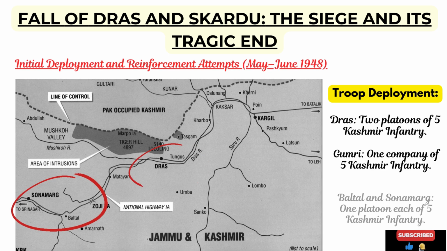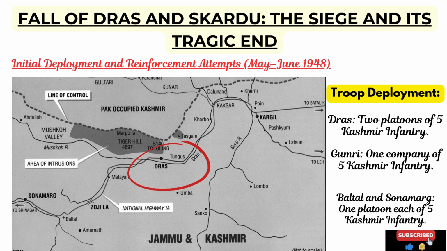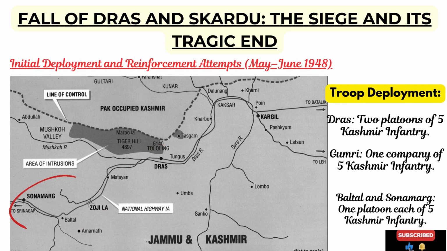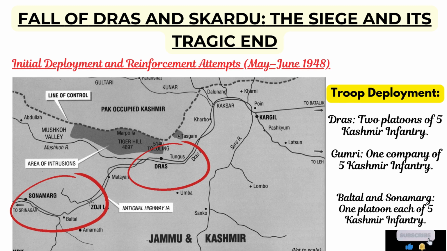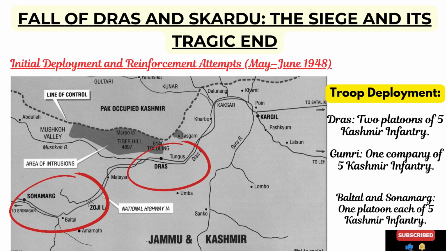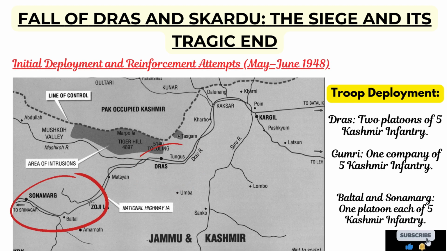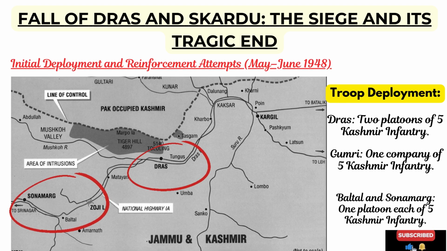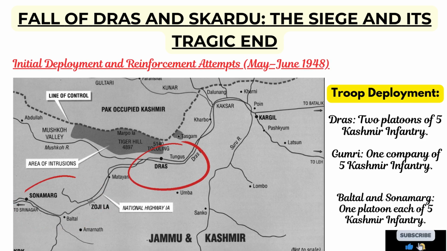Friends, let's discuss the initial deployment and reinforcement attempts during the critical period of May-June 1948. The deployment of Indian troops across key positions was spread thin, which made defending the region a daunting challenge. Let's break it down. The Indian forces were scattered across vast and rugged terrain, which weakened coordination and defensive capabilities.